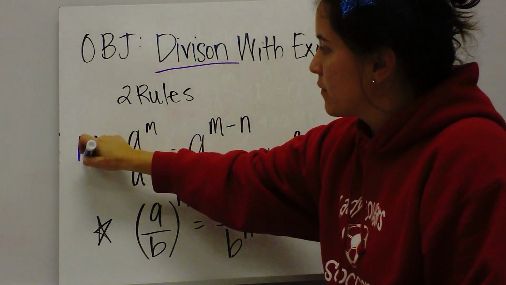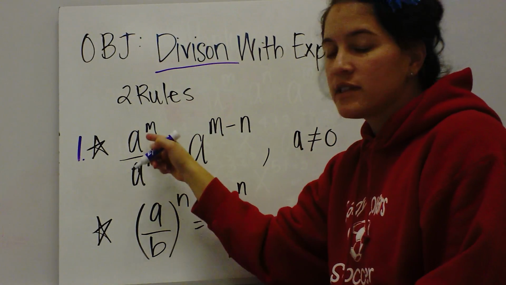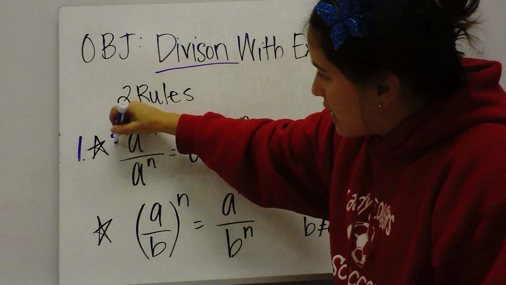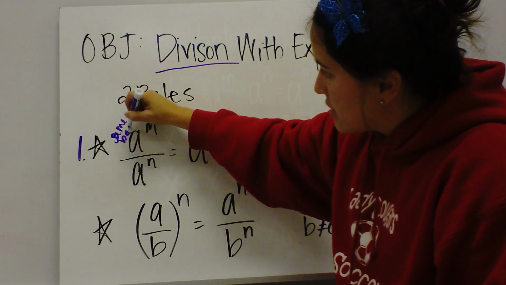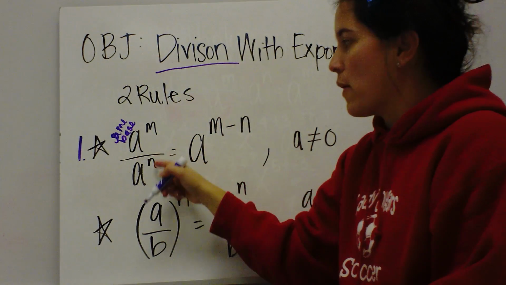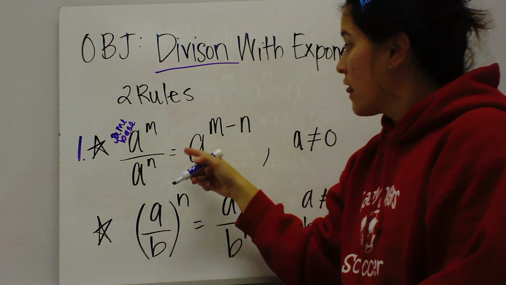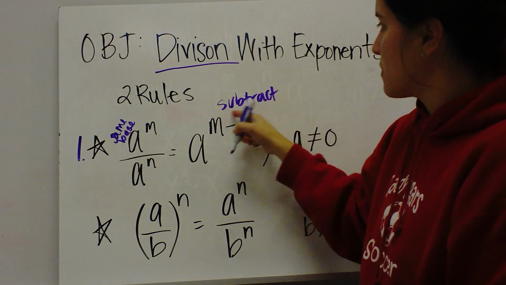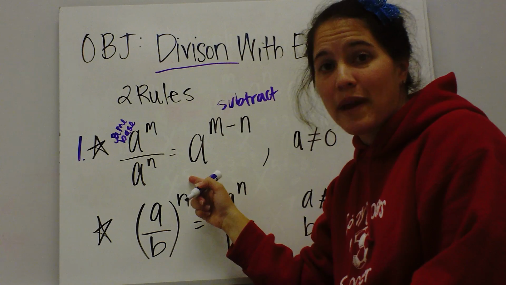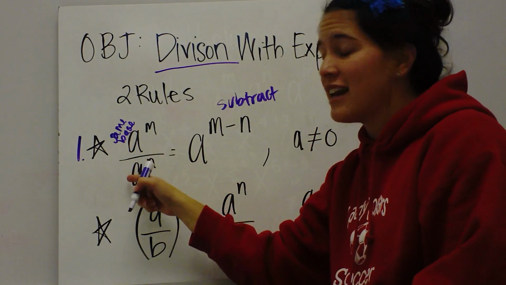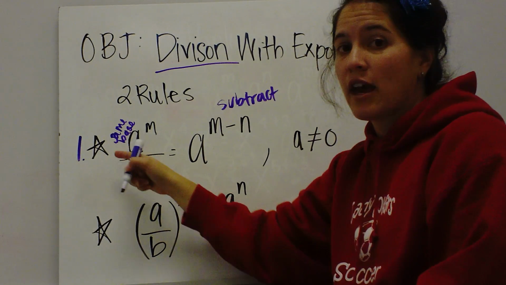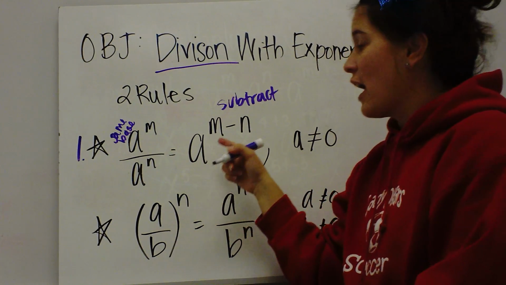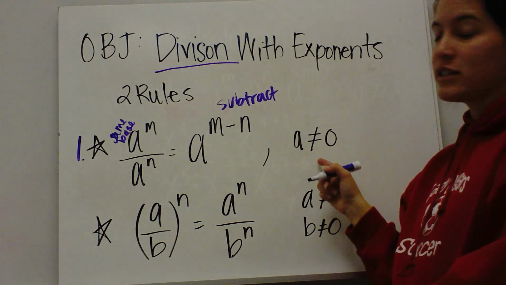Rule number one, if you have two of the same bases, A represents the same base, and they both have exponents, m and n, then you subtract the exponents. Notice your base is still a. We didn't divide a divided by a and get 1. You kept a, you bring a over, so your base comes over, and you subtract your exponents as long as a is not 0.